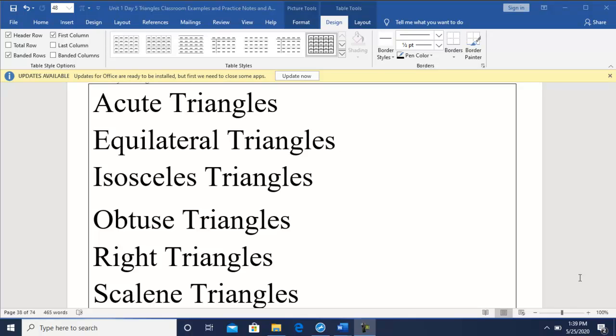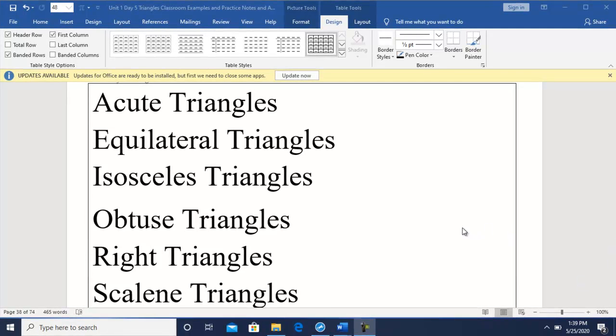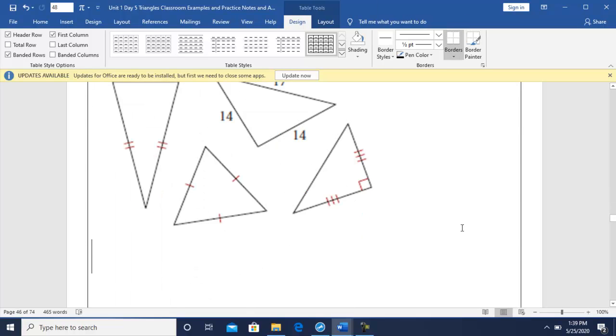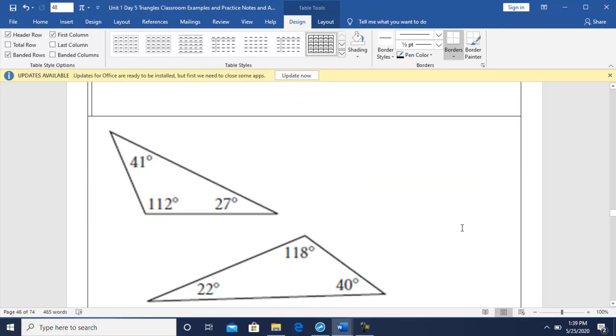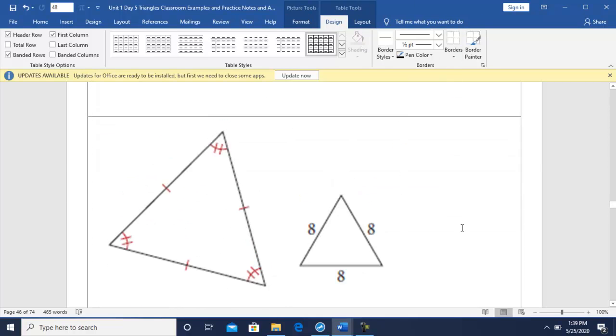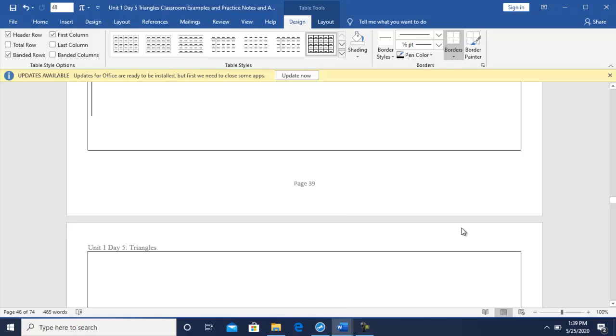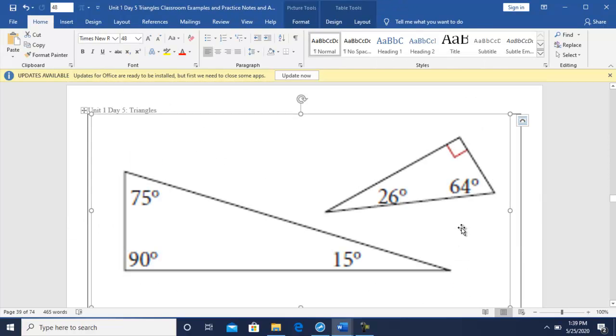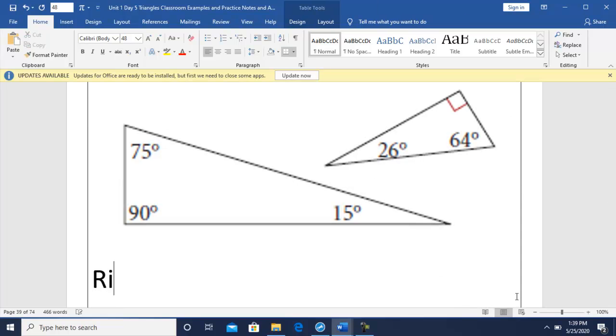The following triangles we're going to take a look at are acute triangles, equilateral triangles, isosceles triangles, obtuse triangles, right triangles, and scalene triangles. So if we are going to take a look, here's the first one. Now notice here you have a 90-degree angle, a right angle. So if we had to classify this first one, we say that these are right triangles.